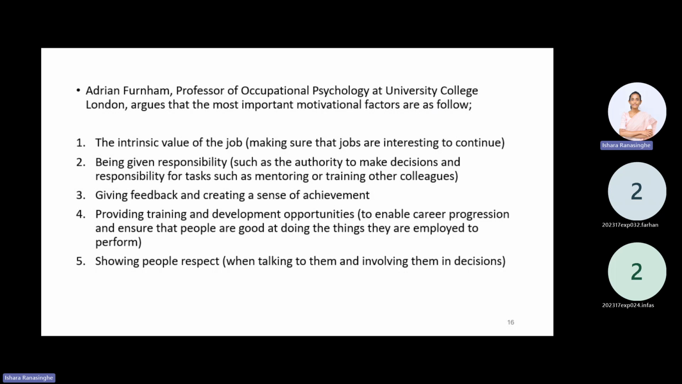No need to write them down in full, because when you write your answer you are going to write down the same points. Put a small remark for the examination purpose. Remember, write down number 16: motivational factors according to Adrian Furnham, Professor of Occupational Psychology.